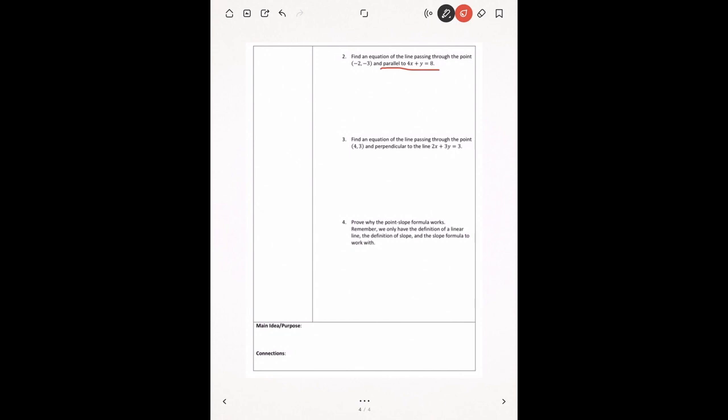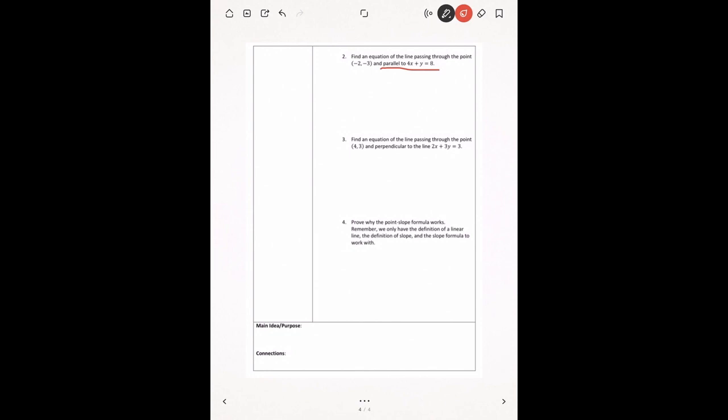All right, hopefully you paused the video and were able to come up with something. If not, that's okay. When we're talking about parallel lines, a key thing to remember is parallel lines have the same slope. In this problem, I'm saying that if I have this line, 4x plus y equals 8, well, if I knew the slope of that line, then I know the slope of my line.